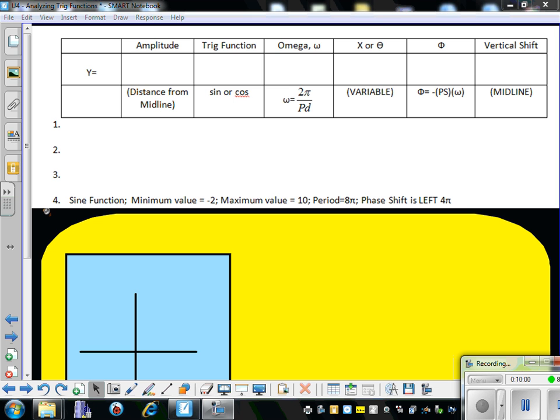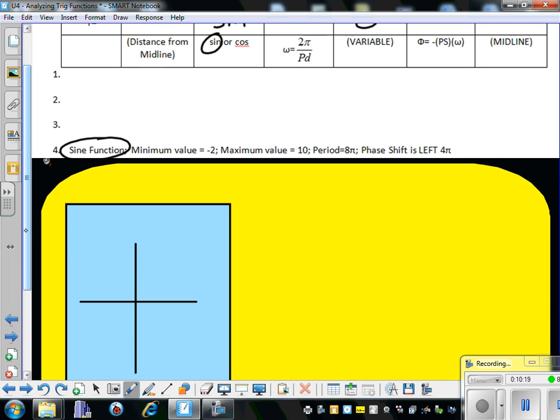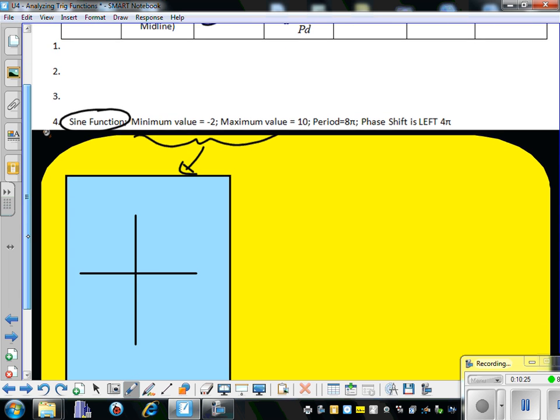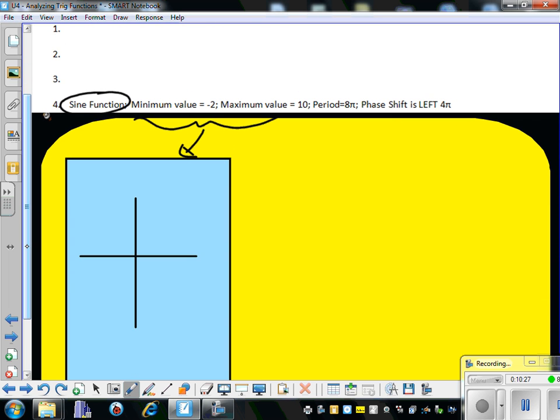Now let's look at number 4. Number 4 says that we have the sine function. So since we have a sine function, we're going to take sine. Our variable is theta. Now, here it tells us that we have a maximum point. Now, we've got to figure out what exactly this means. So I'm going to scroll down. So all of this maximum point, I'm going to draw a little picture here. So it tells me I have a minimum value down at -2 and a maximum value at 10.